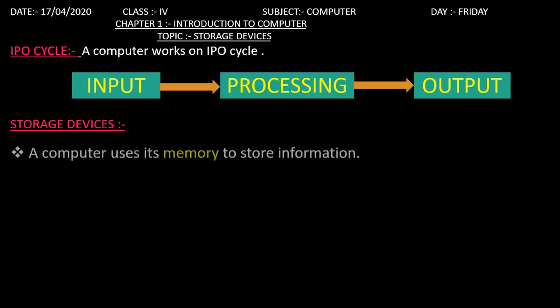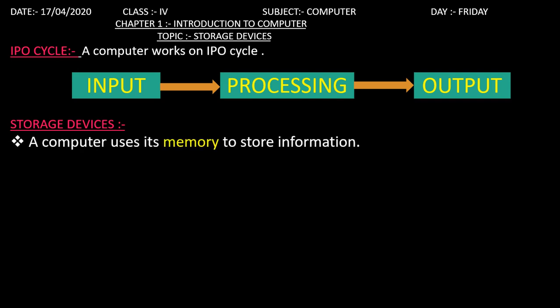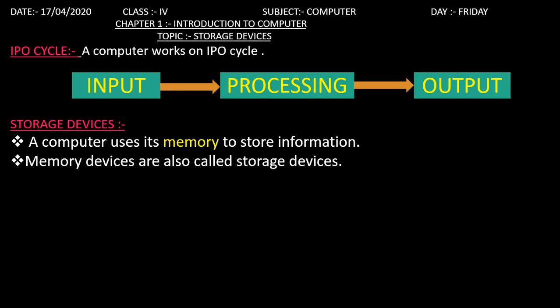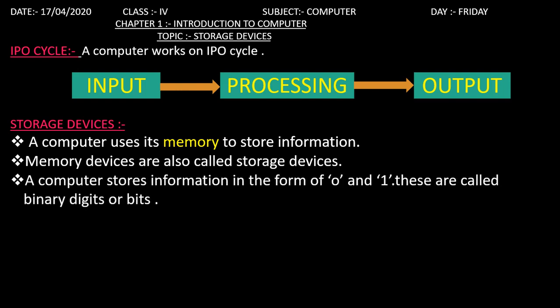Do you know one thing? A computer does not understand any of your languages, meaning it cannot understand Hindi, English, French, etc. So it stores all its information in the form of 0 and 1. This 0 and 1 is called a binary digit, and 0 is a bit and 1 is also a bit. Bit is the smallest unit of memory.